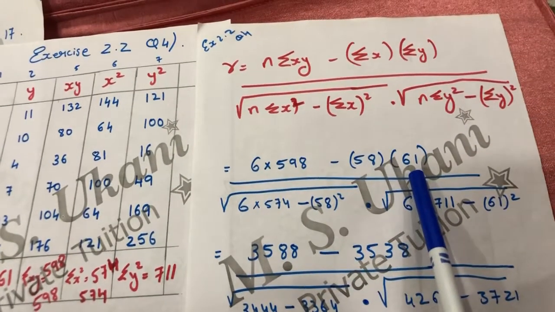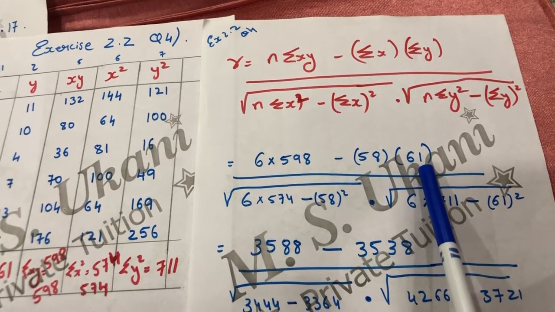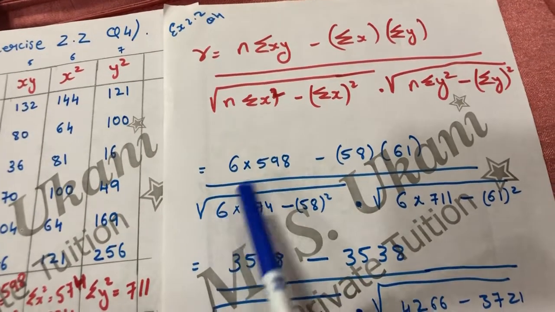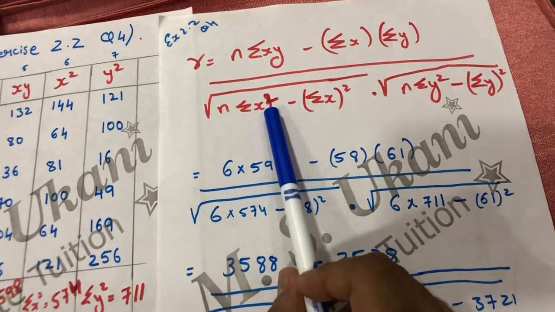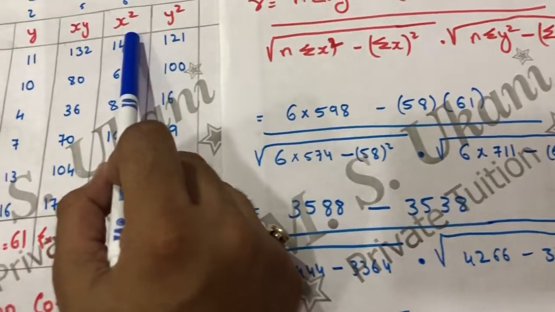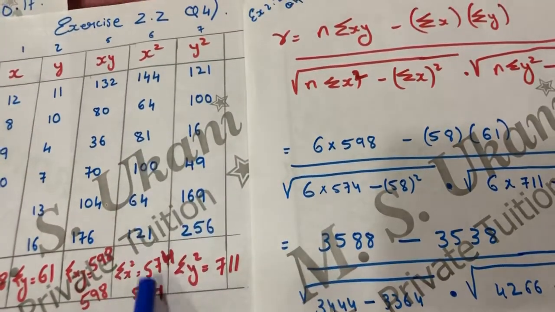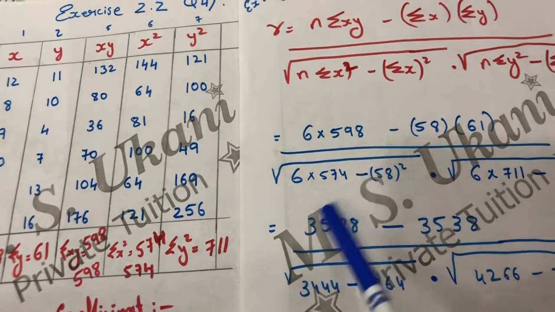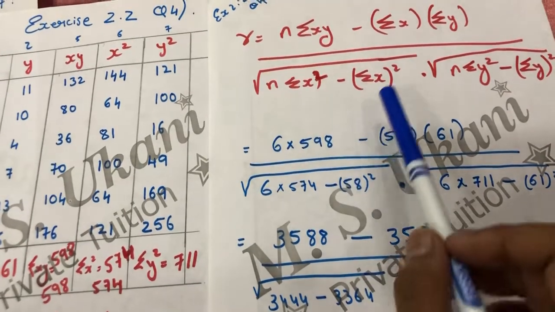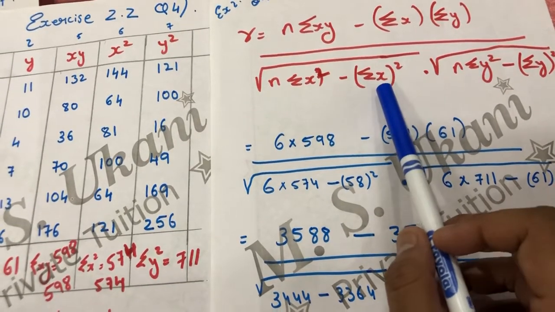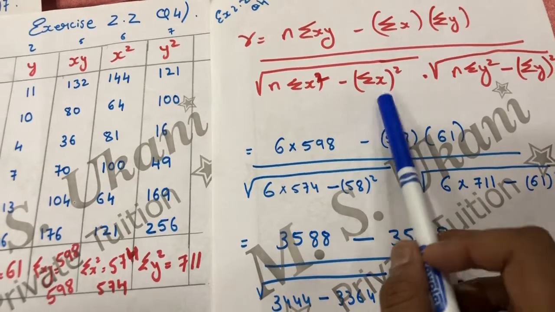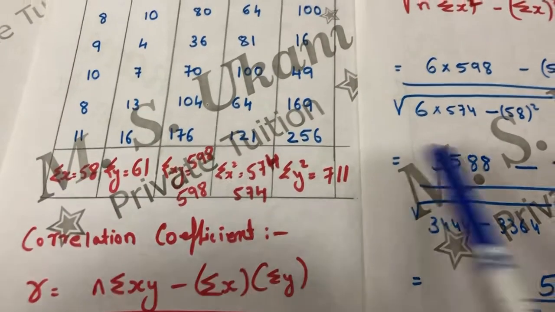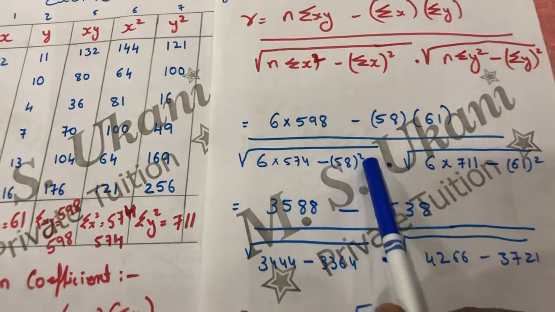So here we will put 58 multiplied by 61. In the denominator, under root, n means 6. Now summation x square. Okay, so here the step number 6, summation x square will be 574. So here we will put 574 minus summation x whole square. See, it is summation x, and here the summation x is 58. So we have to write 58 and whole square.